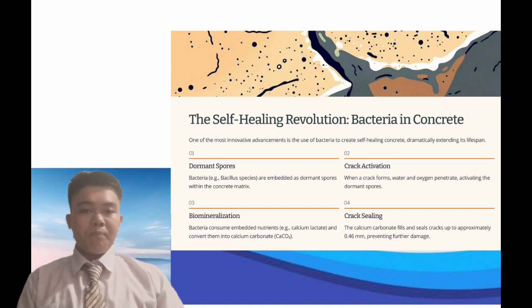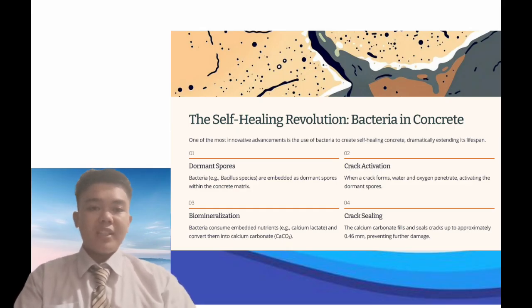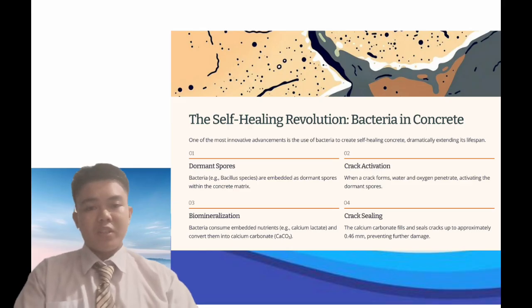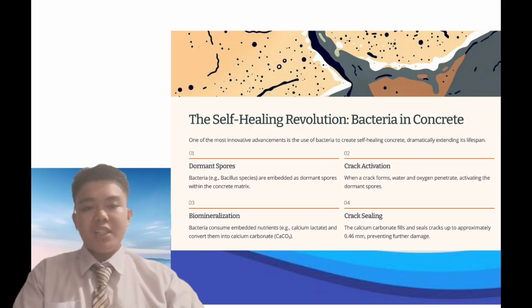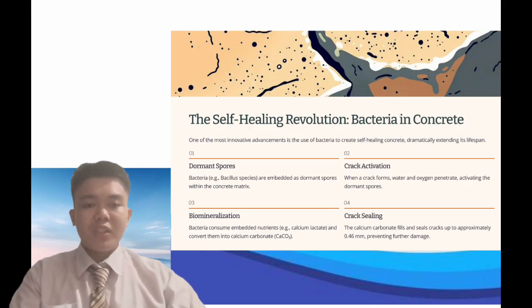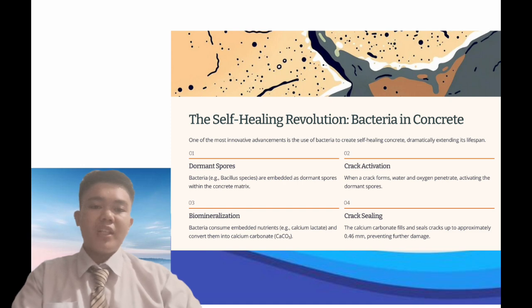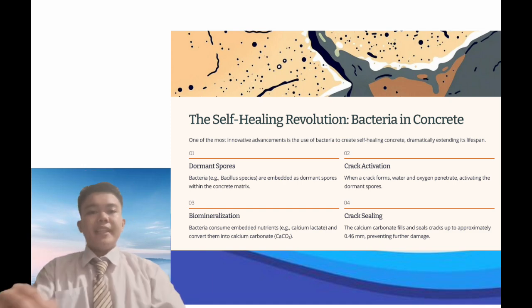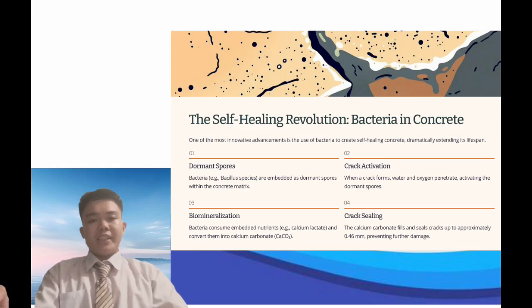Scientists employ germs known as Bacillus species. These bacteria produce a naturally occurring mineral called calcium carbonate, which is found in limestone and seashells. These bacteria are encapsulated with nutrients such as calcium lactate, and when combined with this mineral, they heal cracks and restore the structural integrity of the concrete. And now we will talk about the chemistry behind the bacterial self-healing.